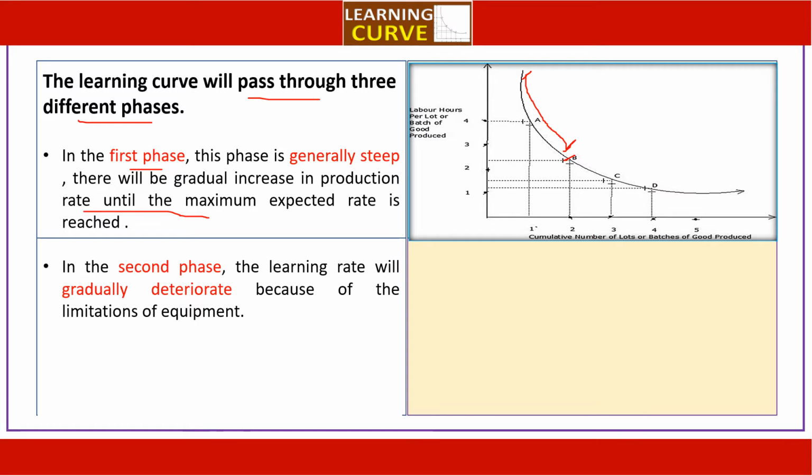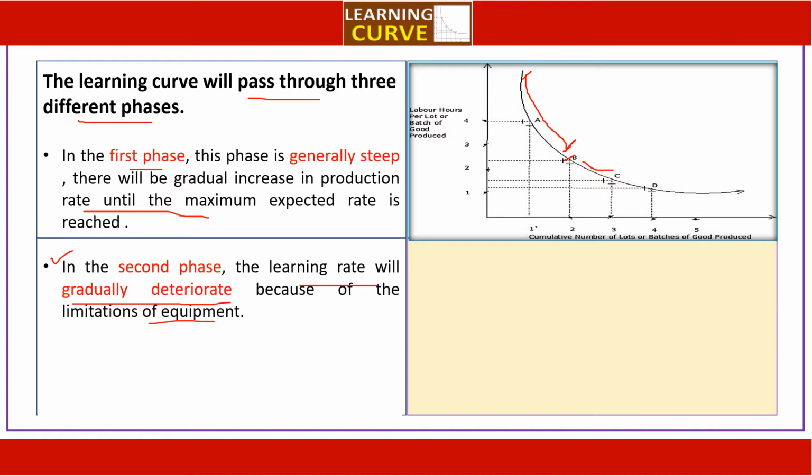As you move forward into the second phase, it becomes slightly flatter. The learning rate will gradually deteriorate because of the limitations of the equipment. It is just like driving a vehicle: at the pickup stage, there is very fast acceleration, and as you go to one speed, it will then go at a standard level of speed. We are talking of the second phase at that point in time.